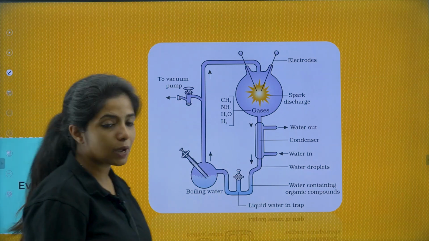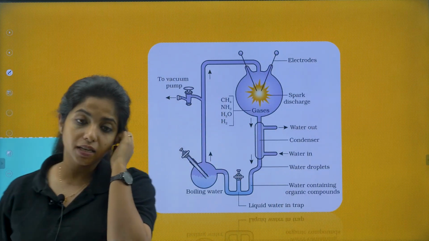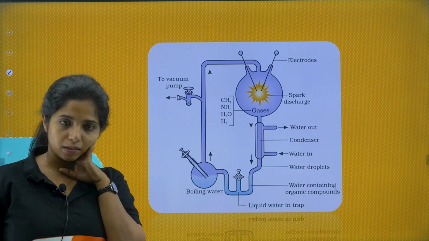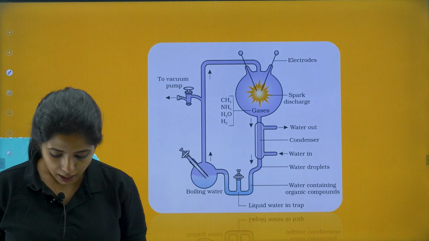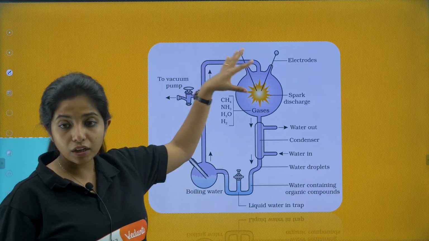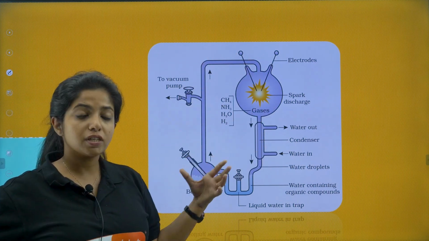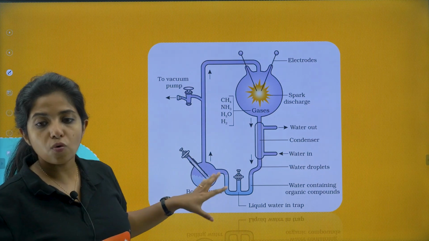Now, evolution chapter, there is only one very important image that comes, and that is about the experiment done by S.L. Miller. Miller experiment about chemical evolution. Over here he maintained a very closed atmosphere, just like the primitive atmosphere, where there was no oxygen. So here also there is no oxygen, my dear children.